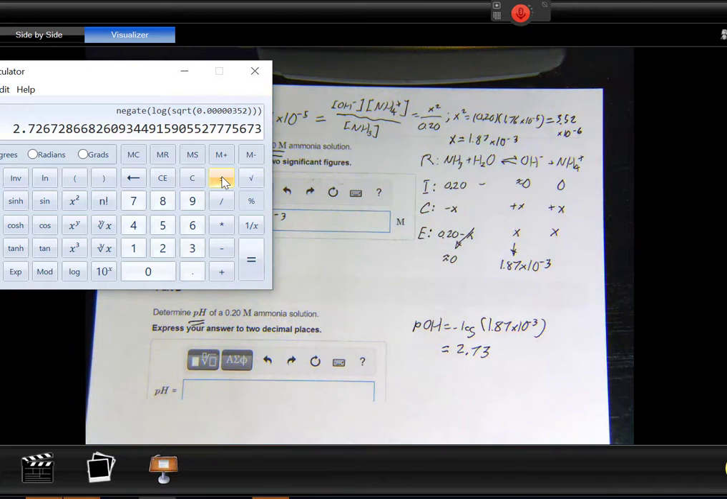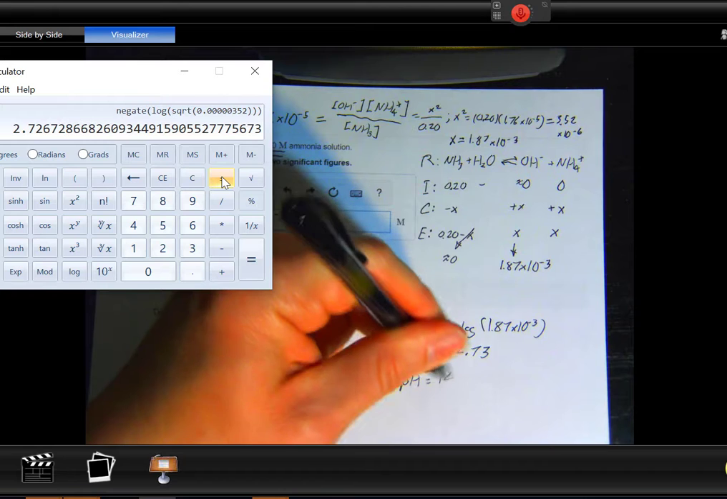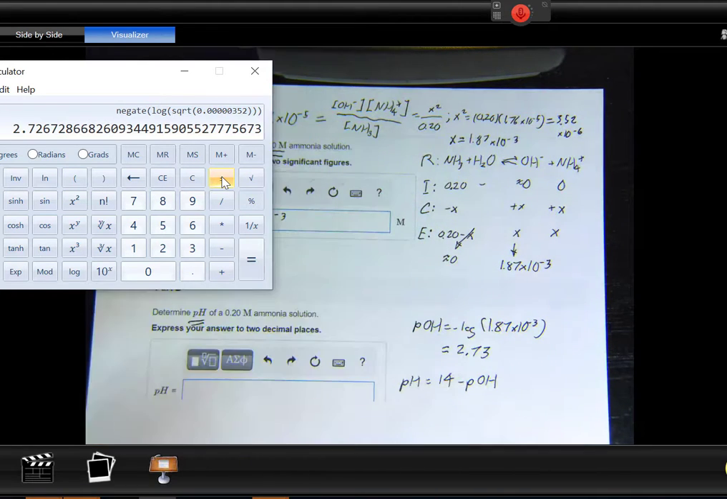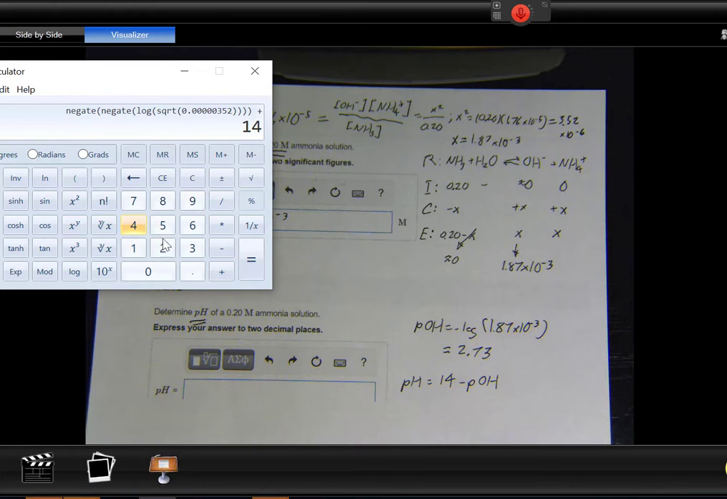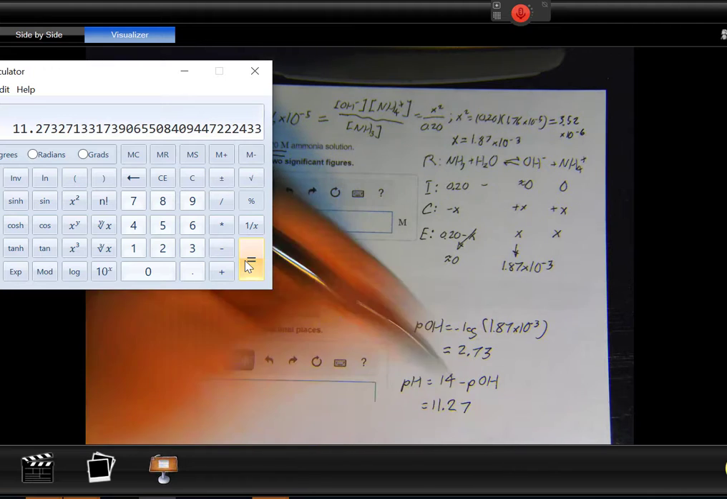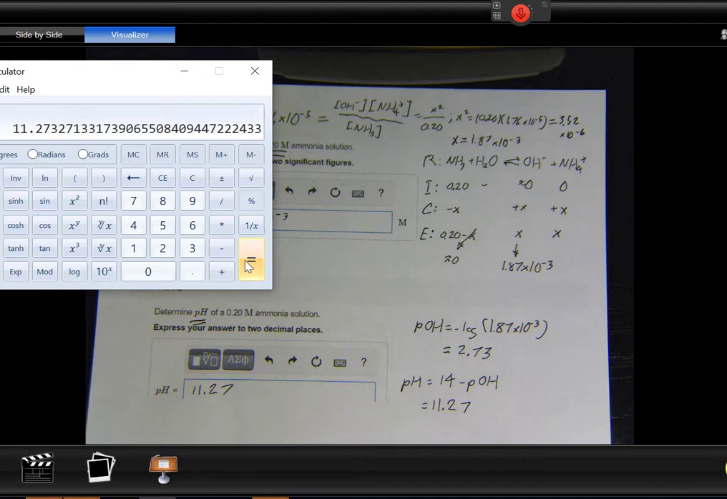And then we can say, okay, we're looking for pH. So pH equals 14 minus pOH. Okay, so we're going to say, okay, we'll put a negative on there and add 14. So that's going to be 14 minus pOH. And we get this number, 11.27. Okay, so that's what we would put in as our answer.